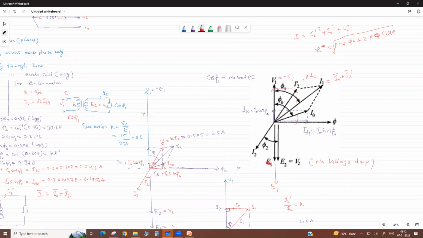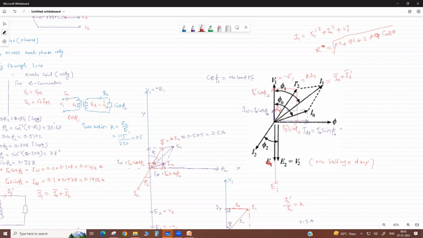Two components of I2 dash. It becomes I2 dash sine phi 2, because this angle is also phi 2. This is phi 2, this is also phi 2. And this is I2 dash cos phi 2.